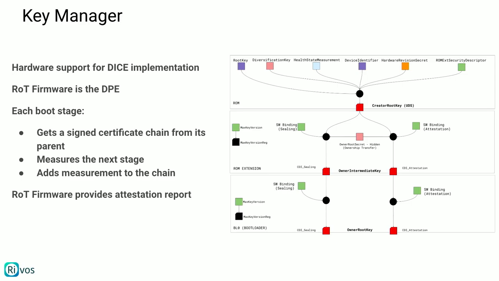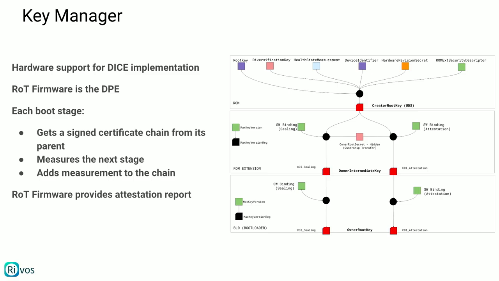So each boot stage gets a signed certificate chain from the previous boot stage. It measures the next stage, which is, for example, the ROM extension is going to be measuring the root of trust firmware. The root of trust firmware is going to be measuring the CPU firmware. And these measurements get added as a new certificate node in the certificate chain, and passed to the next stage. So that's how the root of trust firmware provides the whole attestation report.